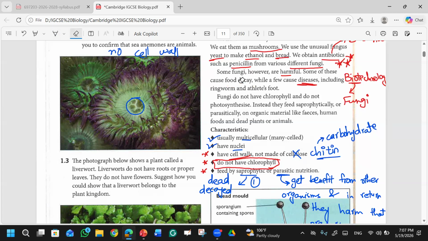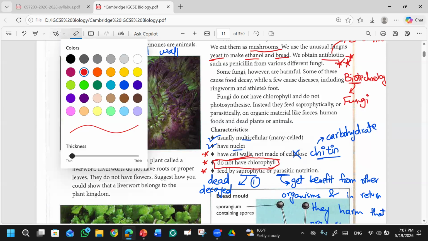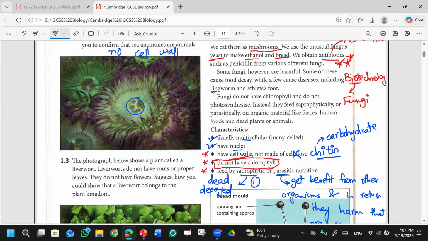This is important. You must mark it in your book. What are the diseases which can occur due to this? That are ringworm and athlete's foot. These are some of the diseases. I can show you this ringworm and athlete's foot, how it looks like.